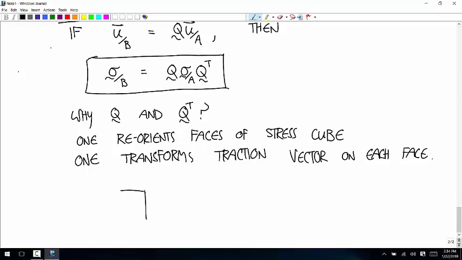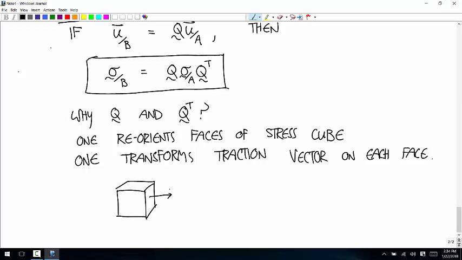Let me draw it. I'll do a simple one. So say that the stress cube is like this, okay? Well, if you applied a single rotation matrix to that, all it would do is re-express this in a new coordinate system. That's not all that's happening. What happens to express a stress in a new coordinate system is not only that you express this traction vector in a new coordinate system, but that traction also has to be the traction on a reoriented face.